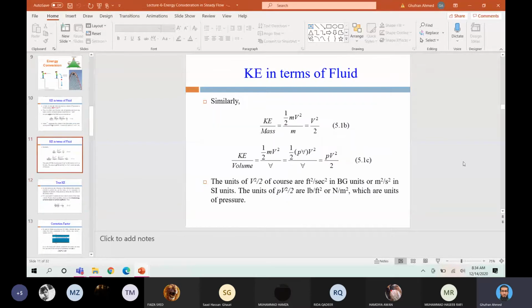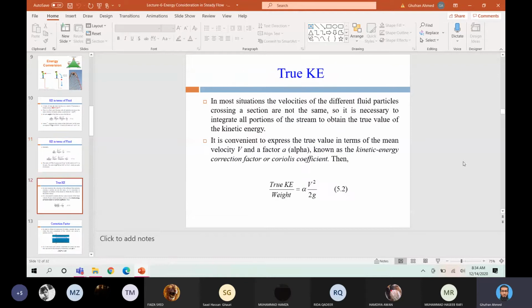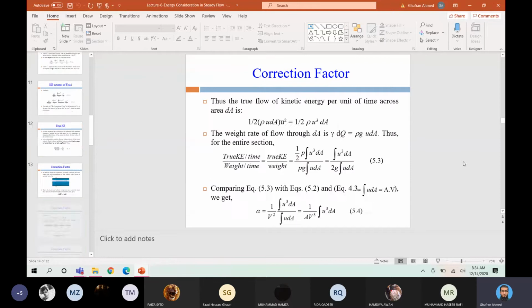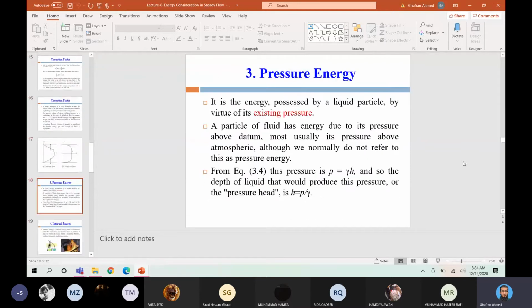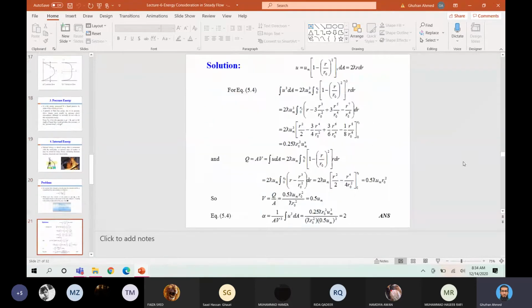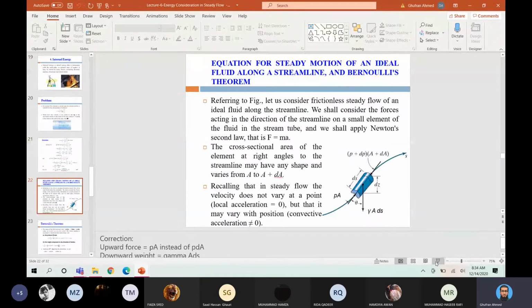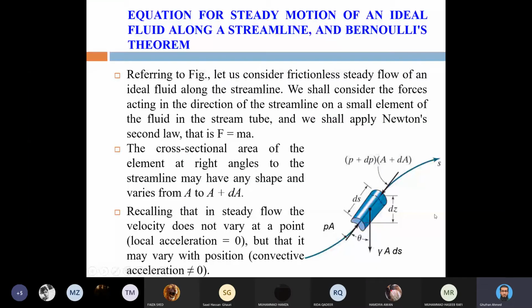So last week we started fluid dynamics, in which we considered the effect of energy. We discussed various types of energies, and finally we ended our lecture with the true kinetic energy and the derivation of this correction factor. So inshallah, from today we will first derive Bernoulli's theorem.